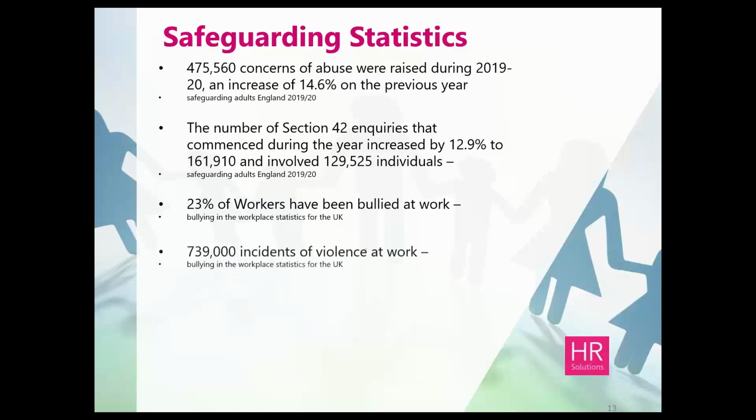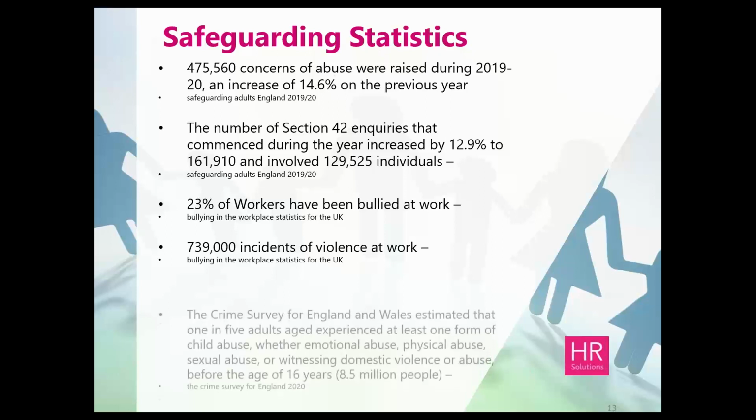Which again is quite a worrying start. And moving on from that, 739,000 incidents of violence at work. And again, that is split across varying different sectors. If you want to look at the report, you'll see the different sectors there, from local authorities to working in factories to construction, whatever it might be. I know that there's a number of different industries and sectors represented on the call today. But again, 739,000 people have been involved in an incident of violence at work, which again is a massive number.